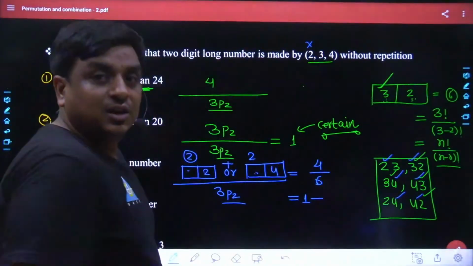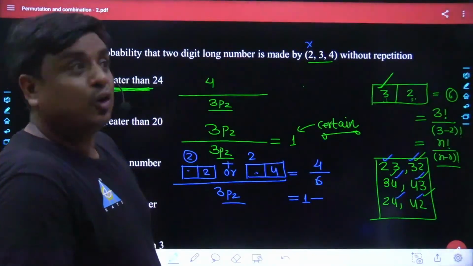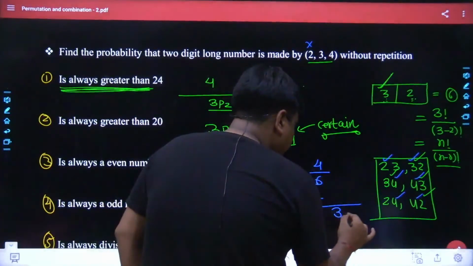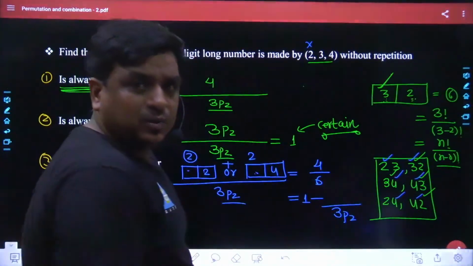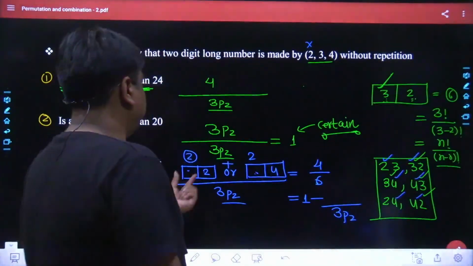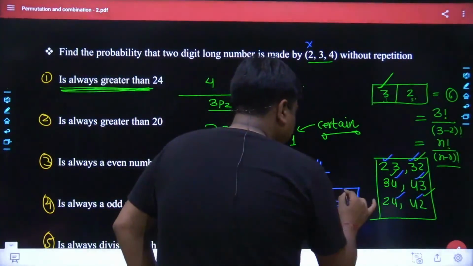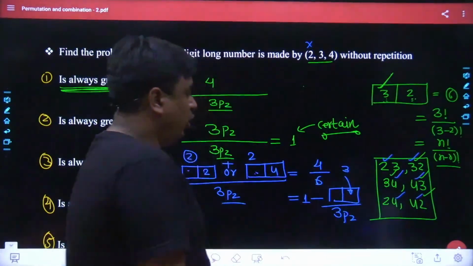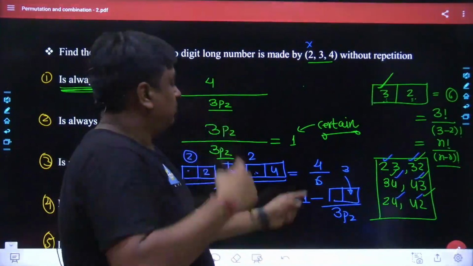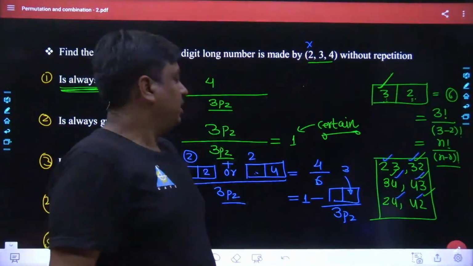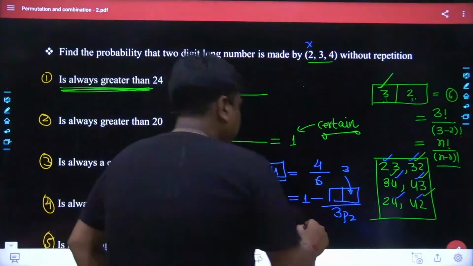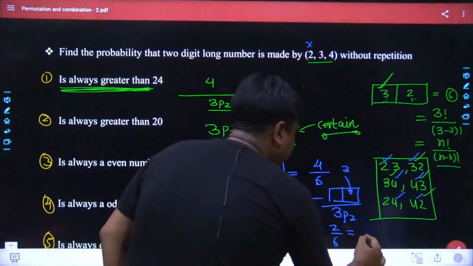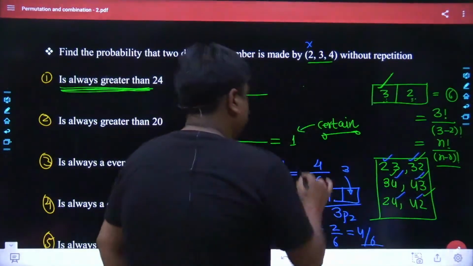1 minus the probability for the selection of an odd number out of 3 digits, 2 digits are to be selected. Still it must have been 3P2. How many different ways the odd number could have been selected? See, if the number is to be odd, the units place must have been fixed with 3. How many different ways? The tens place must have been filled either with 2 or 4. So 2 different ways. Put together, it has been 1 minus 2 over 3P2, which is 6. 6 minus 2 is still 4 divided by 6. The answer has been same.